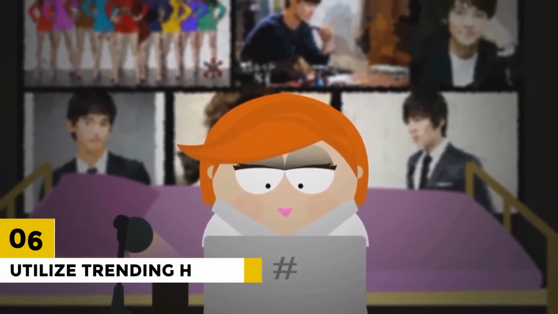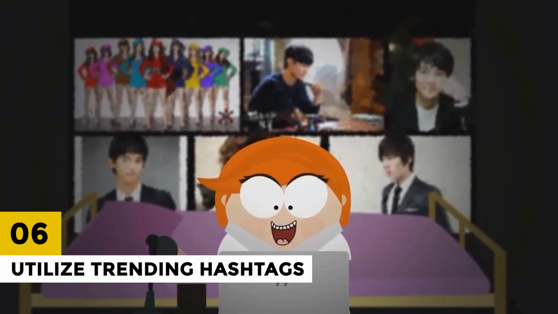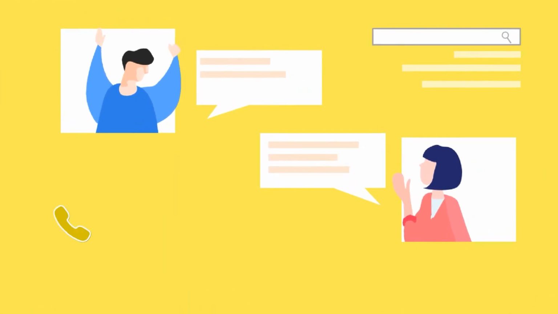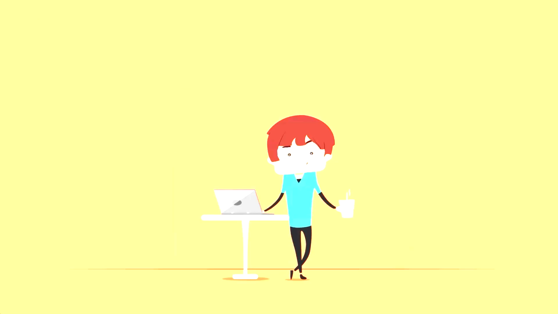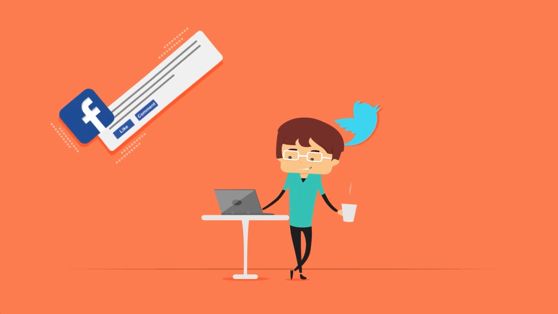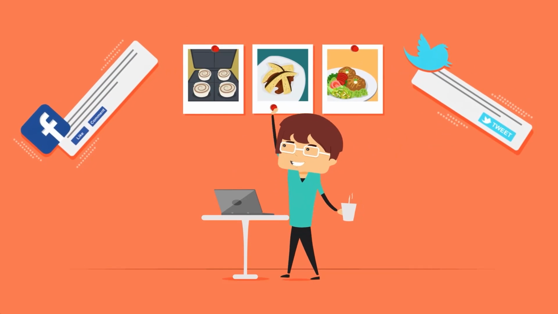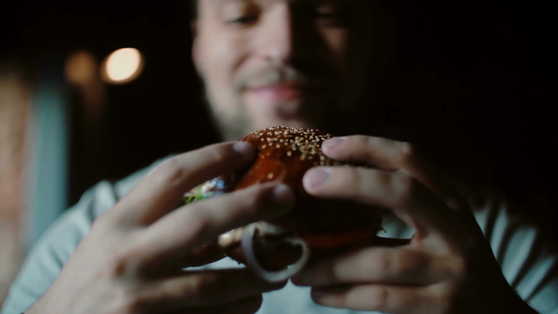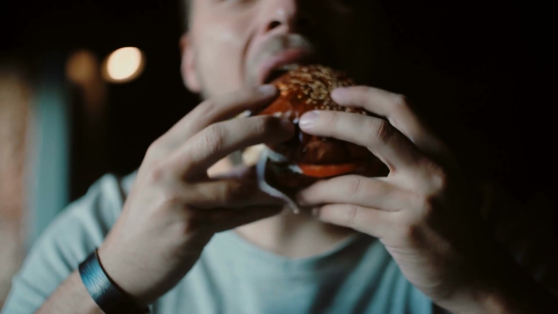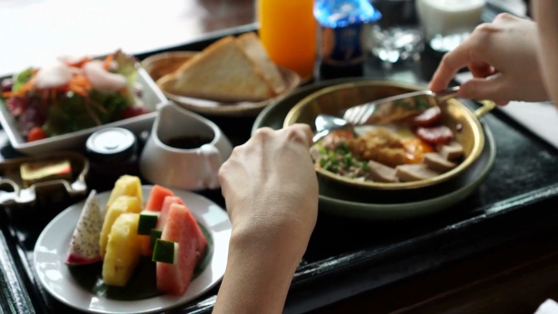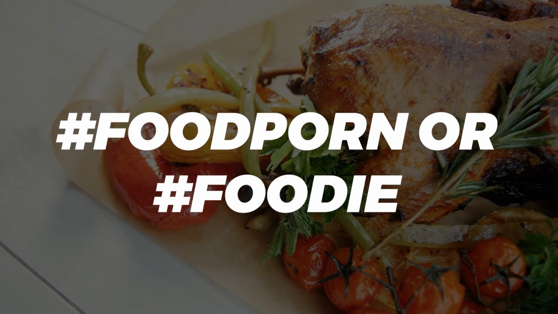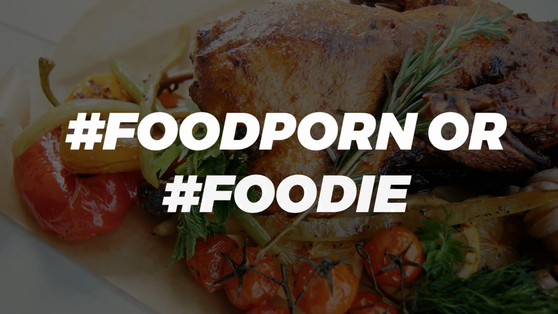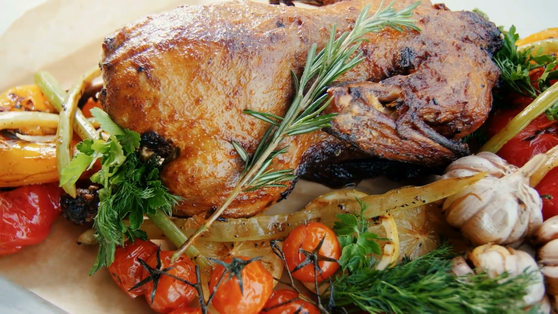Tip number 6, utilizing trending hashtags. Using trending hashtags can help your content reach a broader audience and increase engagement. Trending hashtags are popular phrases or keywords that people are searching for on social media. Let's say you're a food blogger trying to create engaging content on social media. You can use popular food-related hashtags like #foodporn or #foodie to attract more food enthusiasts to your page.